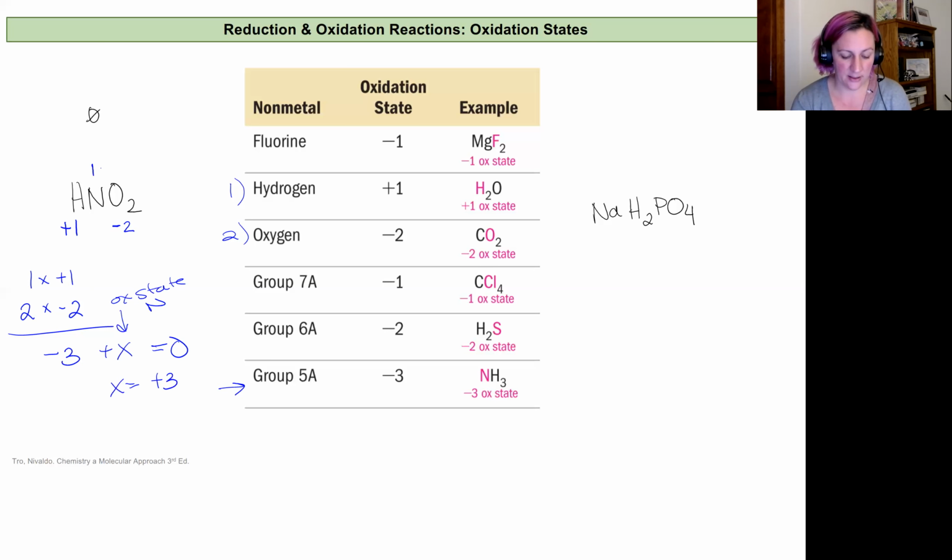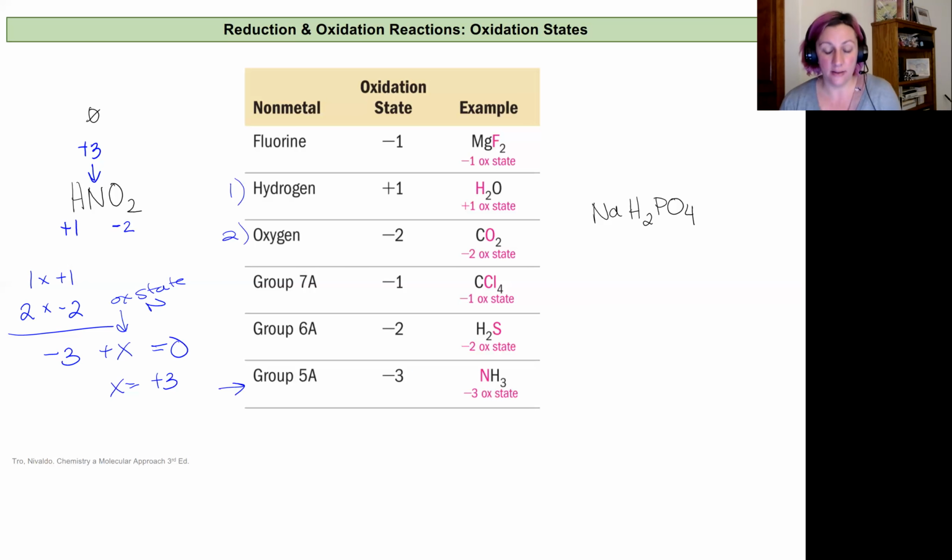So that makes the oxidation state of the nitrogen +3. Now this is definitely not the rule, right? But it's the priority rule of making sure that this equals 0. So the oxidation state of my nitrogen equals 0. All right, now let's try another one.